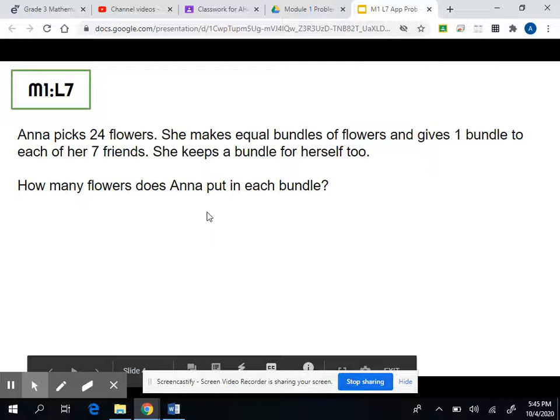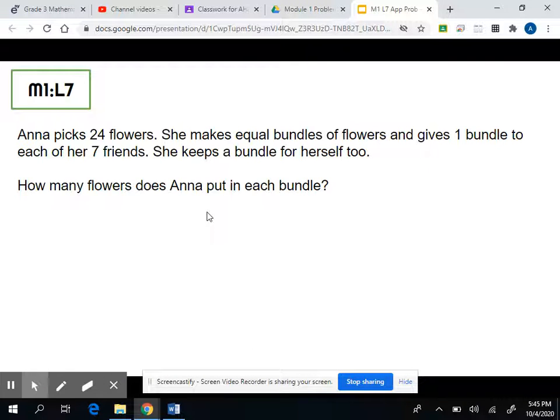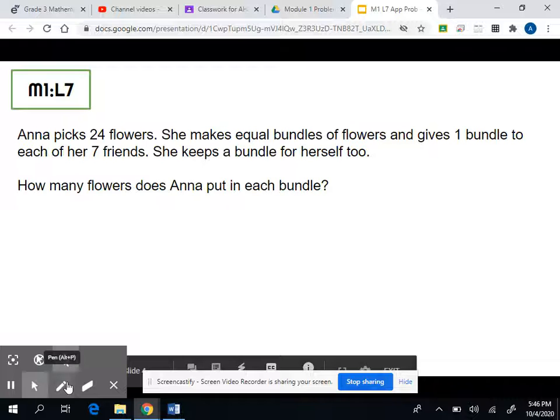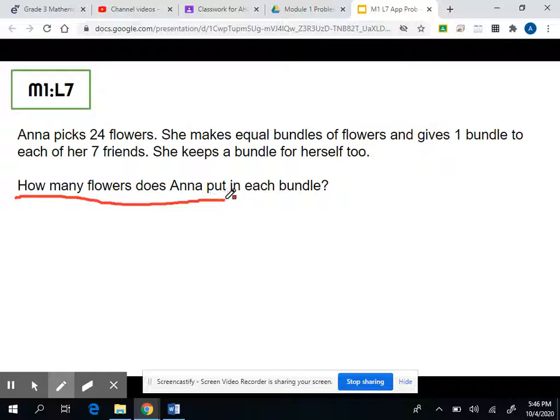Anna picks 24 flowers. She makes equal bundles of flowers and gives one bundle to each of her 7 friends. She keeps a bundle for herself, too. How many flowers does Anna put in each bundle? All I'm going to do with you today is underline the question that we're answering to help give us a sentence frame for our word statement, okay? So our question, how many flowers does Anna put in each bundle? So our word statement will look like this.